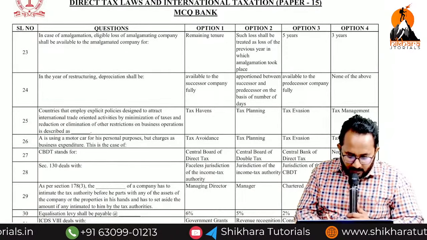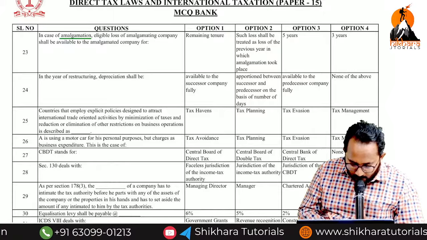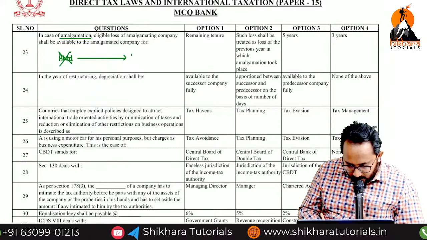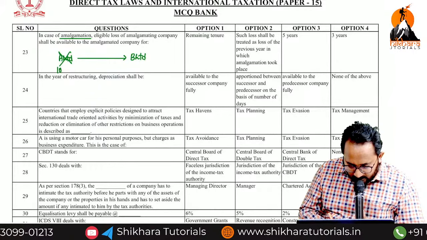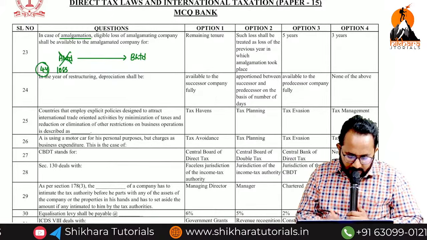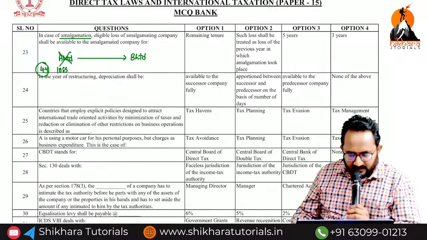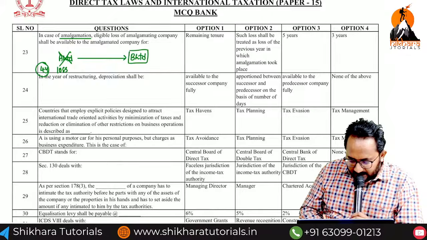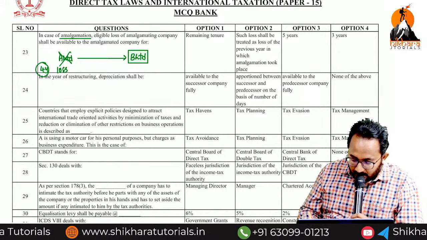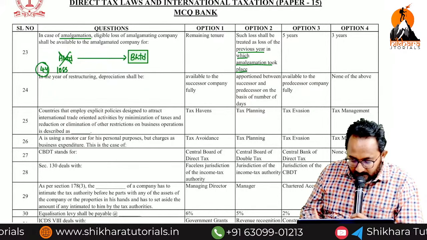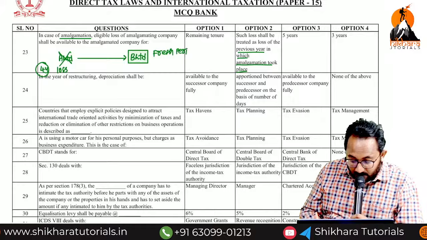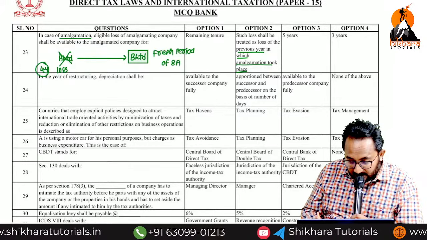Next, in case of amalgamation, suppose A Limited is acquired by B Limited. Whatever the loss in the hands of A Limited, maybe we carried forward this loss already 4 years. But what is the provision applicable in this case? Please treat that loss as arising in the year in which amalgamation takes place, and B Limited can carry forward that loss for a fresh period of how many years? 8 assessment years.